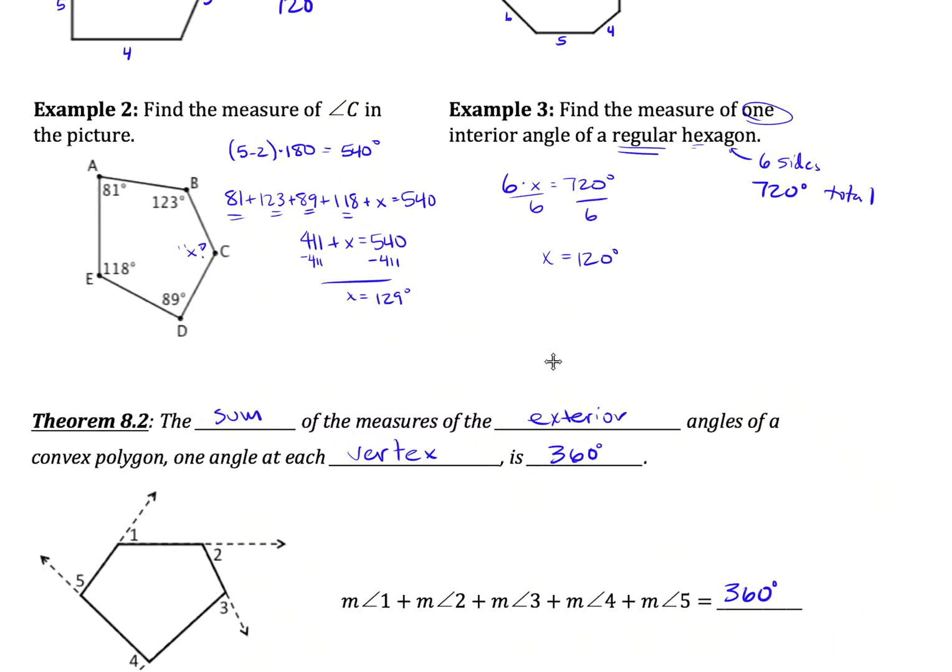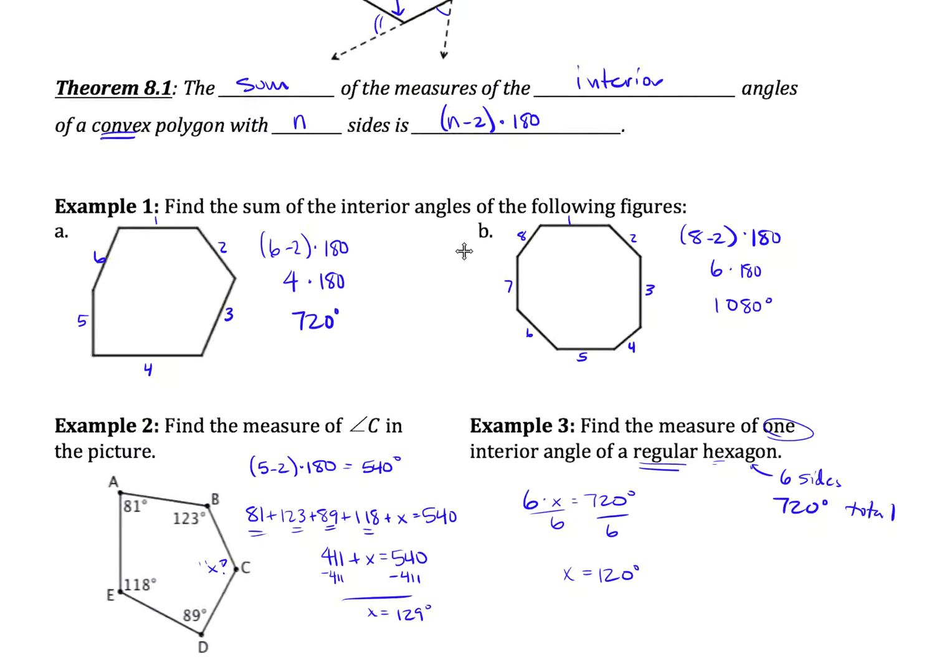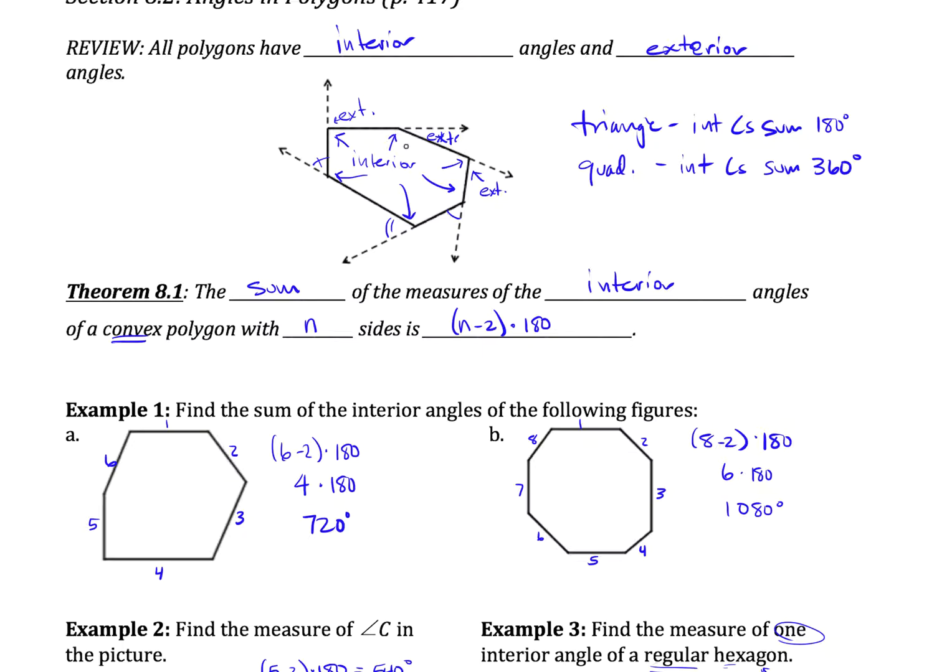If I were to go back up to the top of my note sheet here, to where I had that diagram and I had a hexagon, these 6 angles that are the exterior angles here, they will all add up to 360 degrees. Doesn't matter what your shape is, the angles on the outside, the exterior angles, will always add up to 360.